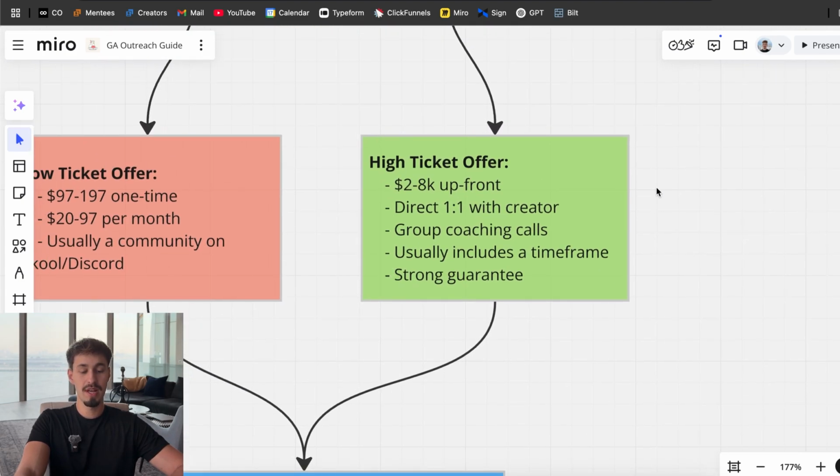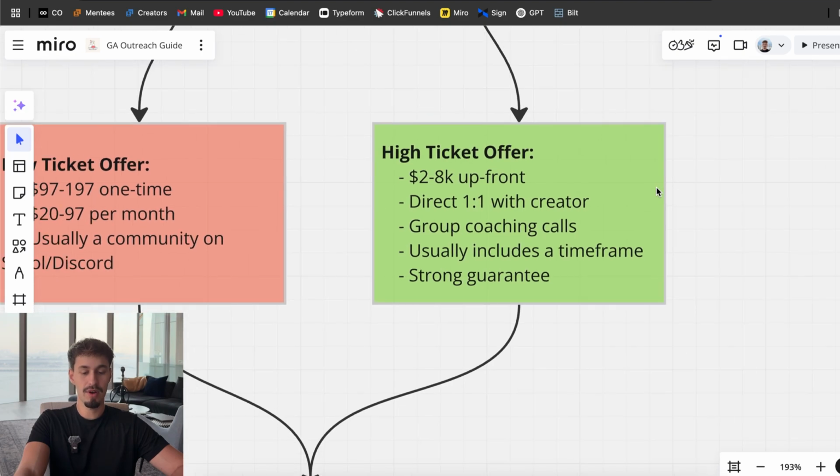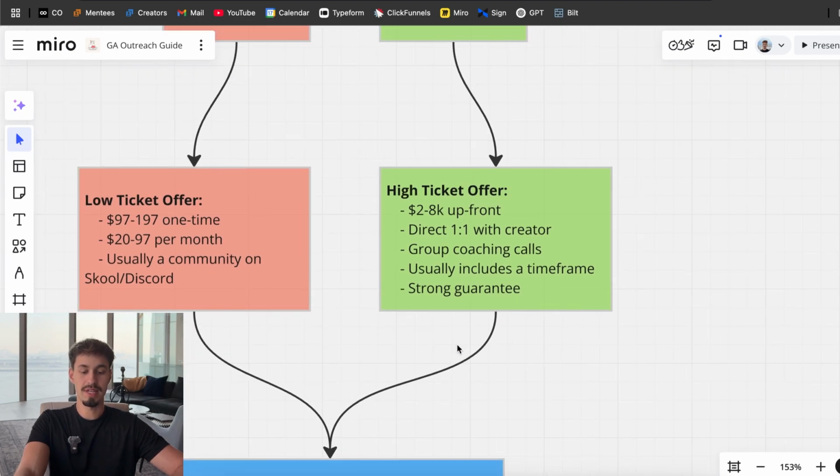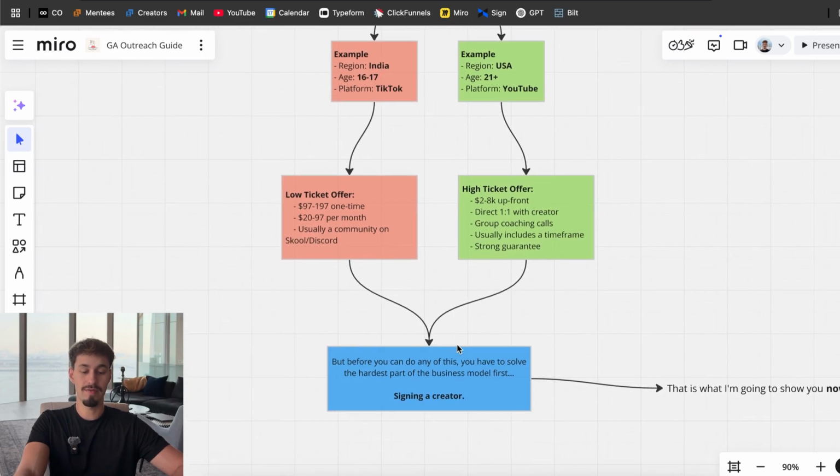So for those people, you'd run a high ticket offer, 2 to 8K up front, direct one-on-one with the creator or group coaching calls, usually includes a time frame in the offer and a strong guarantee, which is the most important part. So that's what those 2 offers kind of look like.